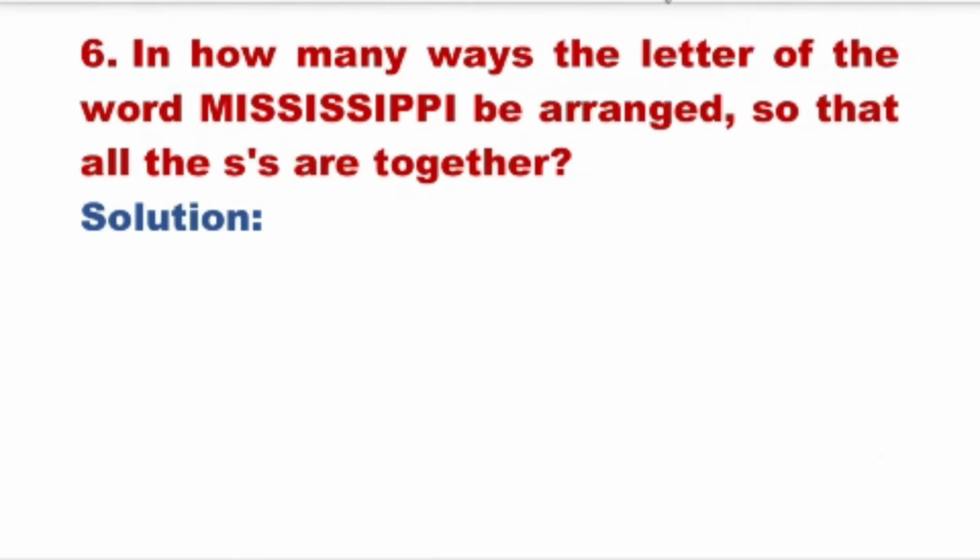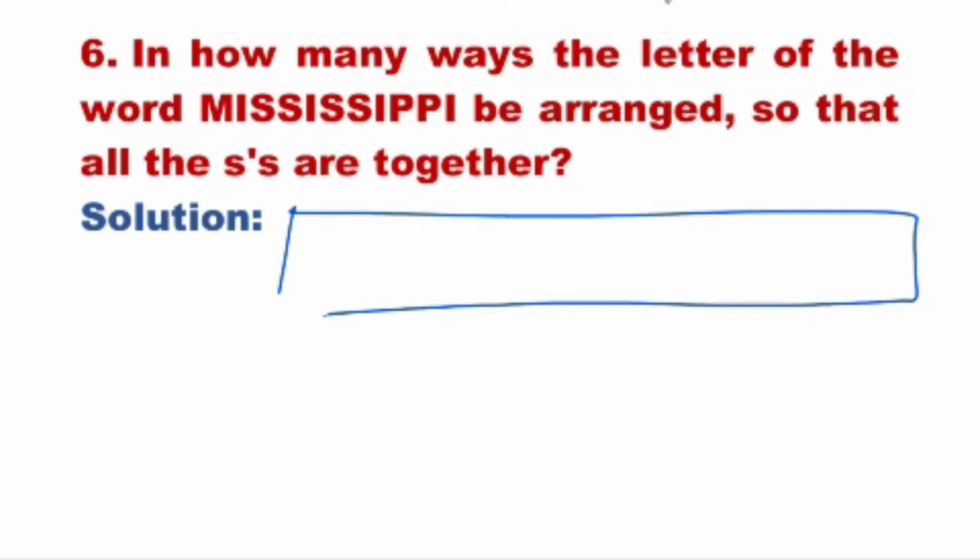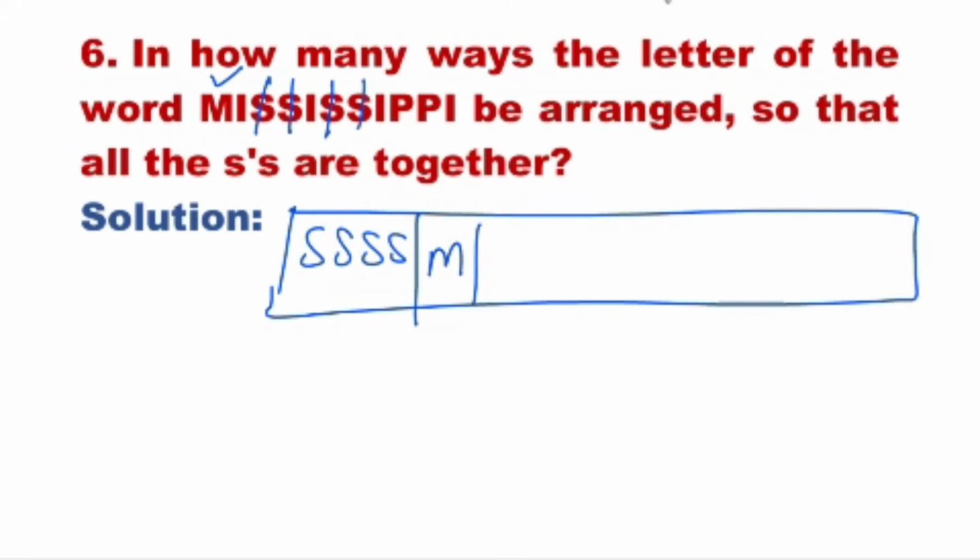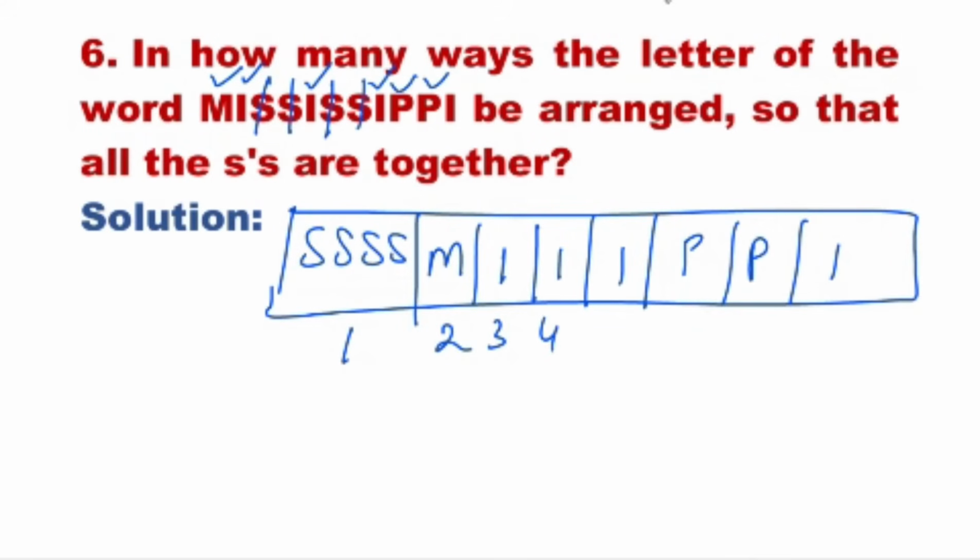In how many ways can the letters of the word Mississippi be arranged so that all the S are together? So let me take now the word Mississippi with all S together. How many S do we have? One, two, three, four. We'll write it together. Then what is left? M. Then we have I, I, I. One, two, three I's. Then you have P and P, and then again we have I. So now we count: 1, 2, 3, 4, 5, 6, 7, 8.